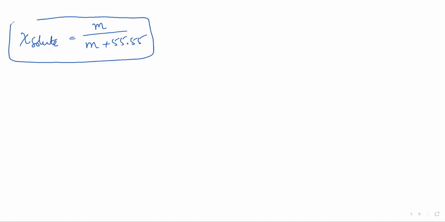Mole fraction of solute in terms of molality is given by molality by molality plus 55.55. So this is a shortcut method to determine mole fraction of solute if molality is given. So this is about concentration terms, right? Then redox reactions.